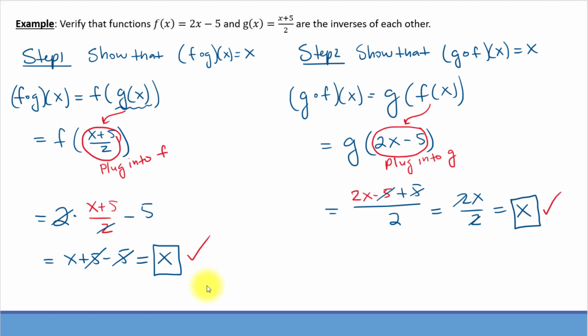Keep in mind that it's not like I have to get the same answers and those answers can be anything. No, with this rule, with this property, I confirm that functions are inverses of each other only if I get an x in each case, nothing else. X here and x here. Okay, so that's how you show that two functions are inverses of each other.